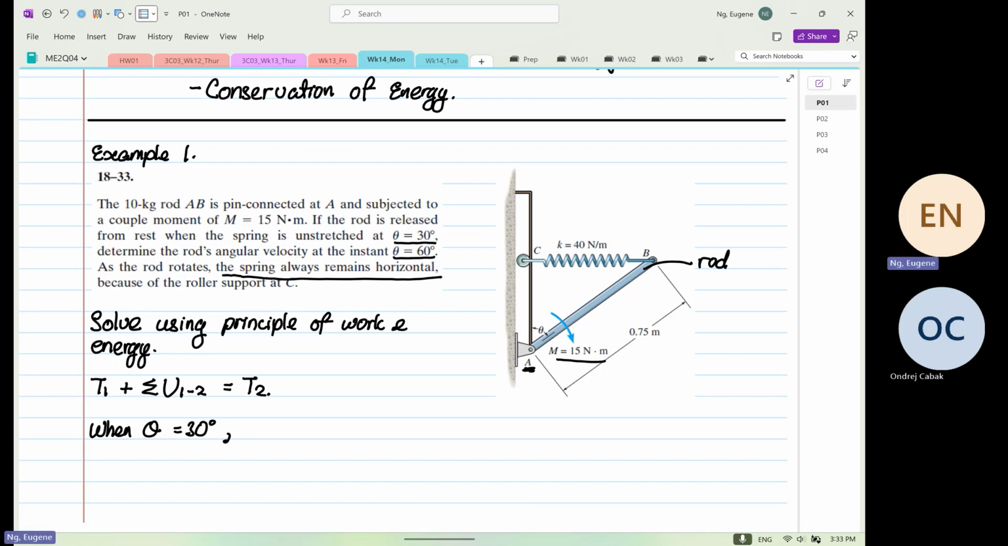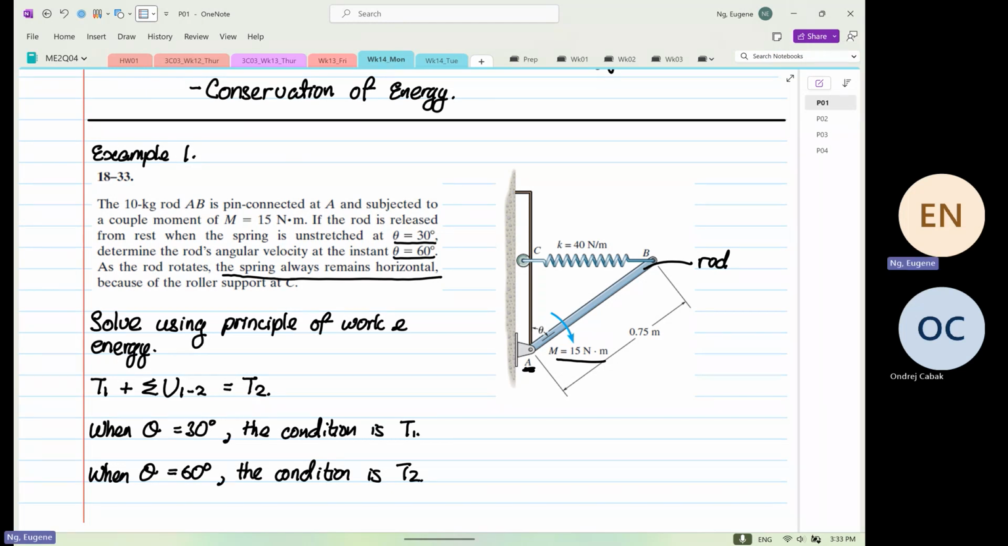So that condition is T1. When theta is equal to 60 degrees, that condition is T2. I'm teaching, so I have to write this out. When you write for your exam, you don't need to do this. Are we clear? I'm teaching, that's why.